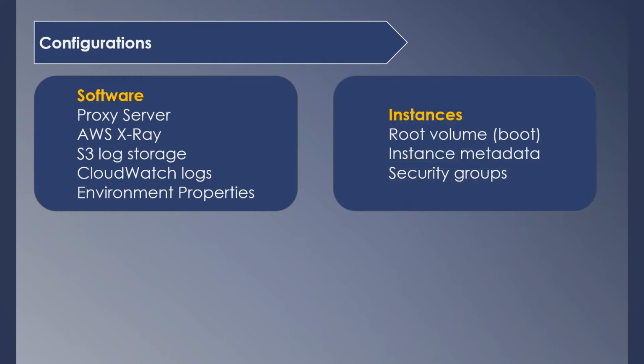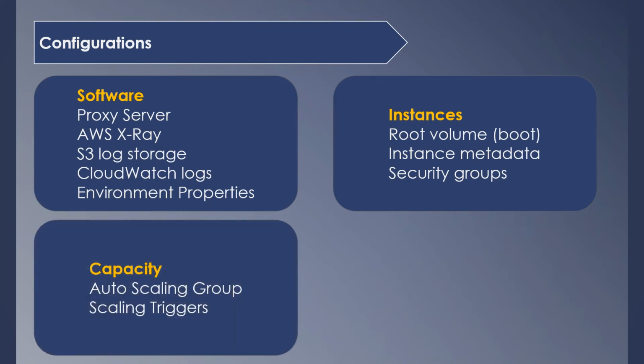The next category is instances. You can select the root volume type, which can be either general purpose SSD or provisioned IOPS, magnetic or container default. Then you can enable or disable the instance metadata service, which when enabled allows your application code to access the instance metadata of the instances. You can add your instance to security groups, which decide the traffic that can enter or leave your instances.